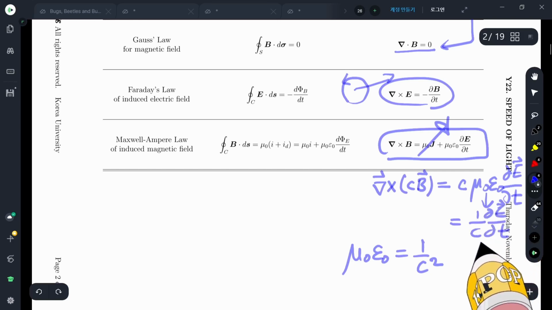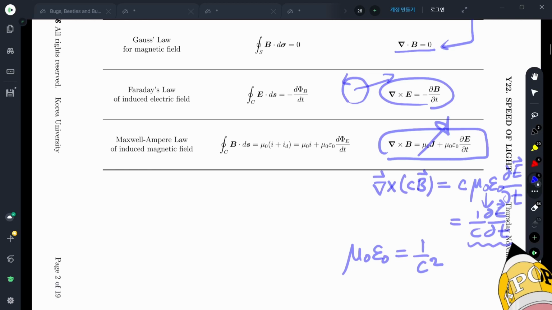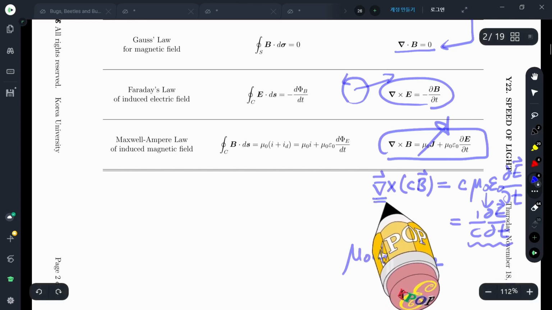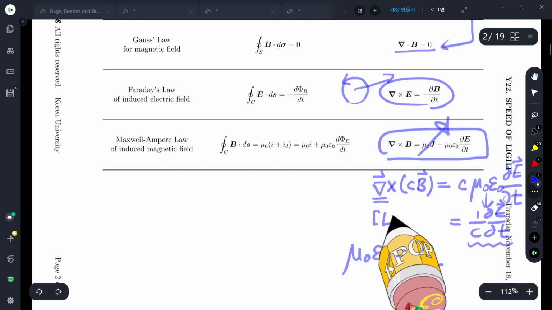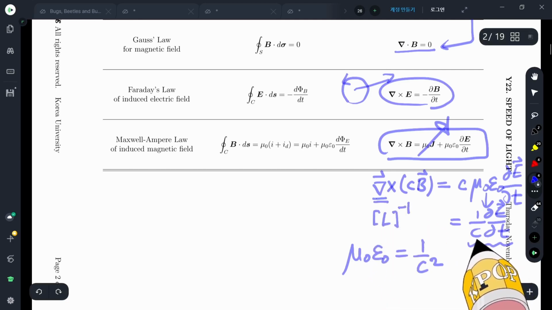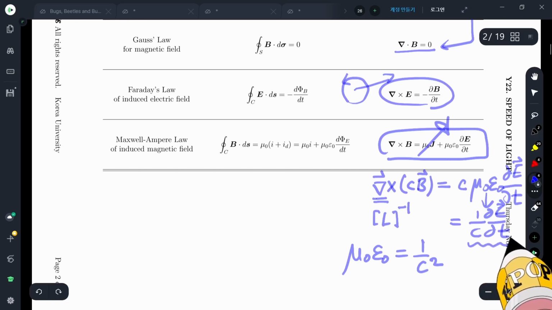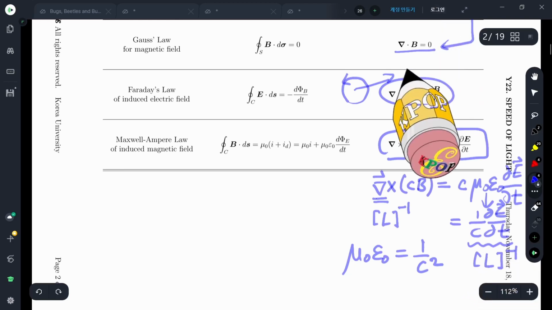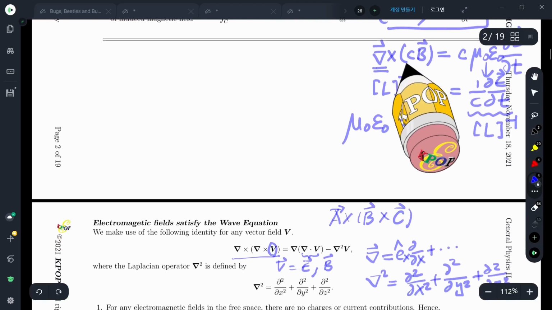the electric field derivative with respect to not time, but c. The speed of light is multiplied. We can find the dimension of this is the inverse of length, and the speed of light multiplied by the differential time also has the dimension of length, so 1 over length.